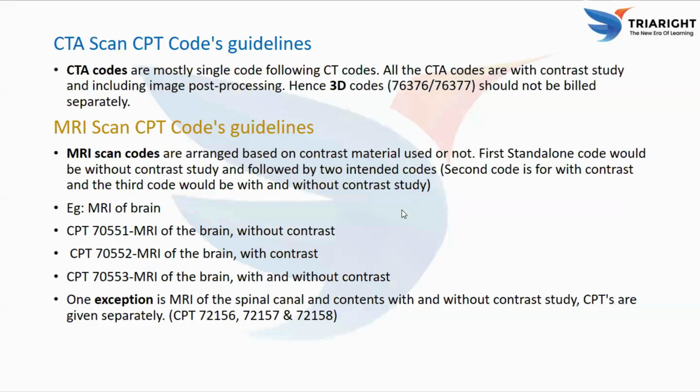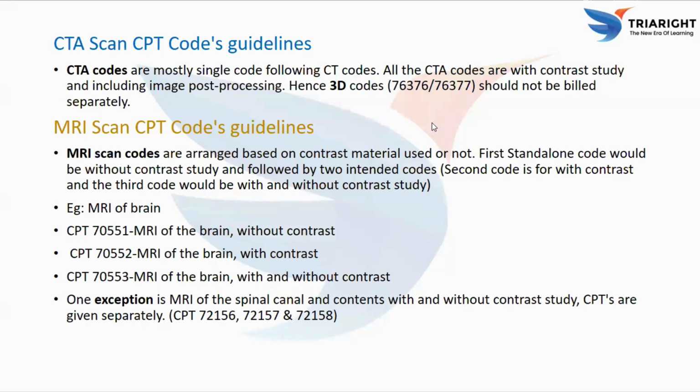Next is CTA scan CPT codes guidelines. So how does CTA work? CTA codes are single standalone codes. They come after regular CT codes in the CPT book. So all the CTA codes are with IV contrast and include image post-processing. So CTA is a combination of CT plus contrast plus post-processing in one code.